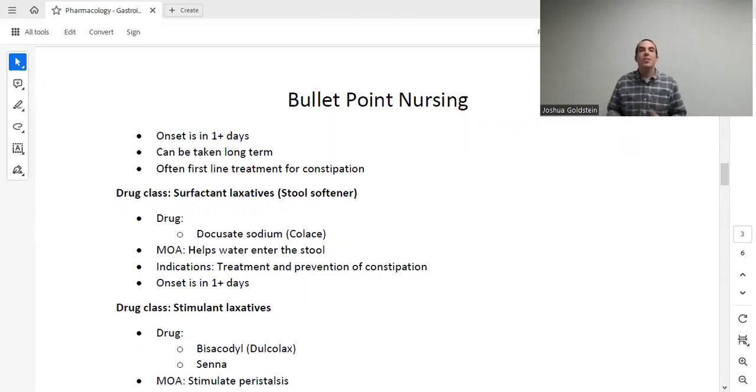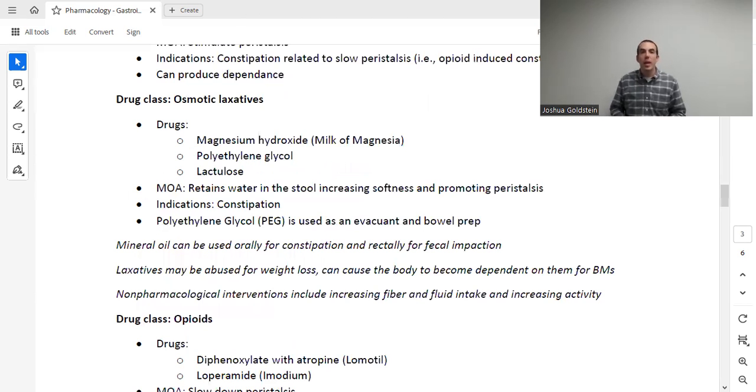The next drug class we have are stimulant laxatives. And the drugs here would be bisacodyl, which is Dulcolax, Senna, and there are others. The mechanism of action is this stimulates peristalsis. So this says, hey, let's keep it moving. Let's keep it going. We don't want to just get all the water pulled out of the stool. We want it to move on along at a better speed so that we're not pulling too much water out, that we retain water, and we're able to keep it moving all the way out.